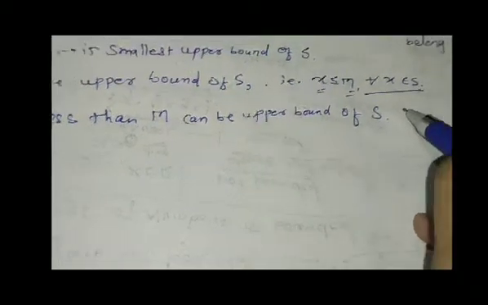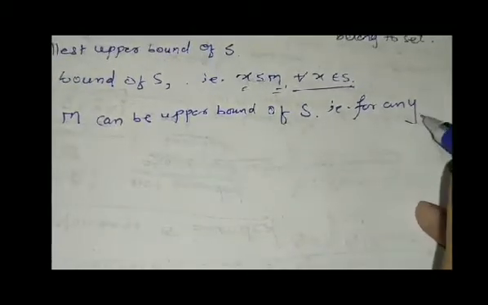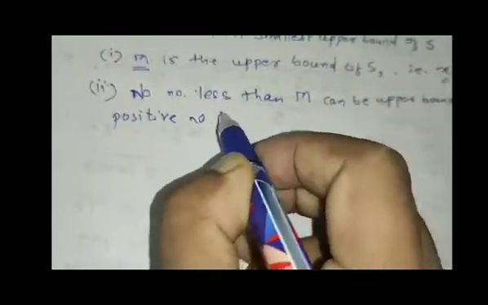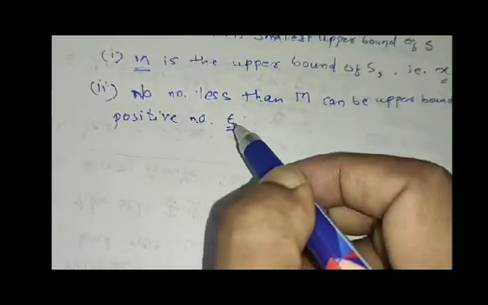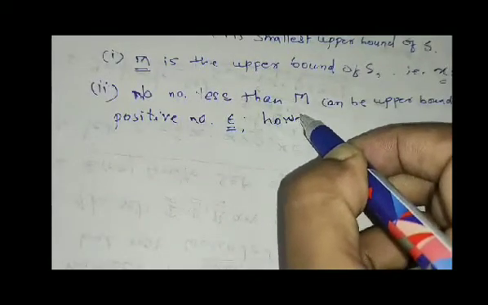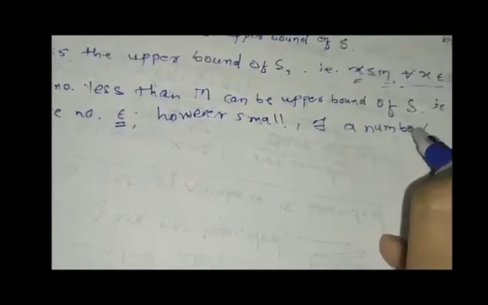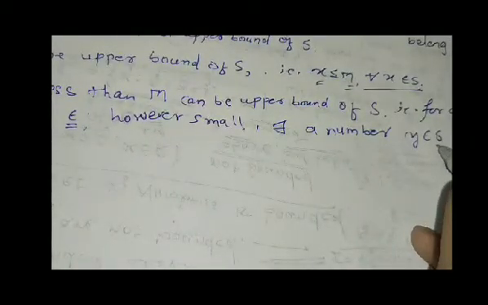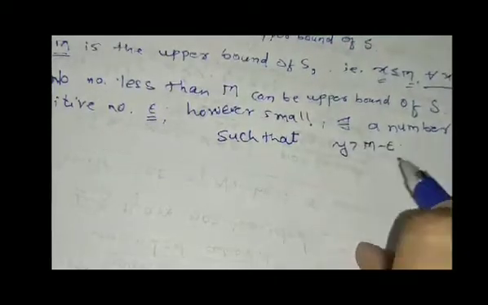So therefore, for any positive number epsilon, we take any positive number epsilon. This epsilon is a positive number which is very small, but it is a positive number, that means 0 point something. However small, no problem, there exists a number y belonging to S such that this y must be greater than M minus epsilon.